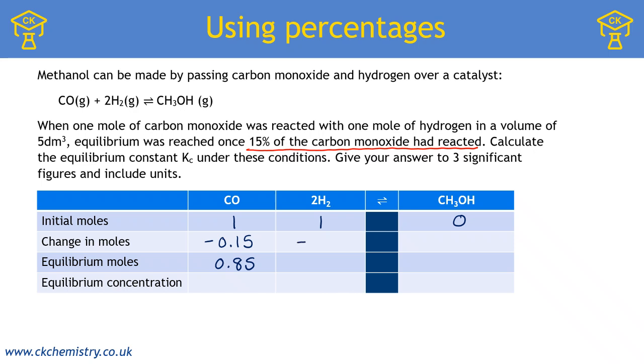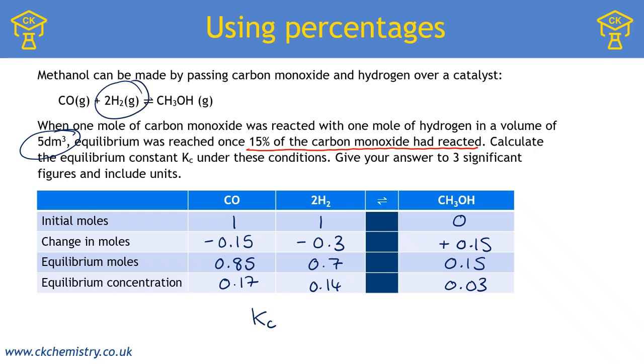So this one is going to go down by 0.3, and this is going to go up by 0.15. So don't skip this change in moles. That's where all the things go wrong. The other things that go wrong are writing the Kc the wrong way around and forgetting about concentration. So that is now going to be 0.7 and that is going to be 0.15. Divide everything by 5 decimeter cubed and we get 0.17, 0.14 and 0.03. Put that into Kc.